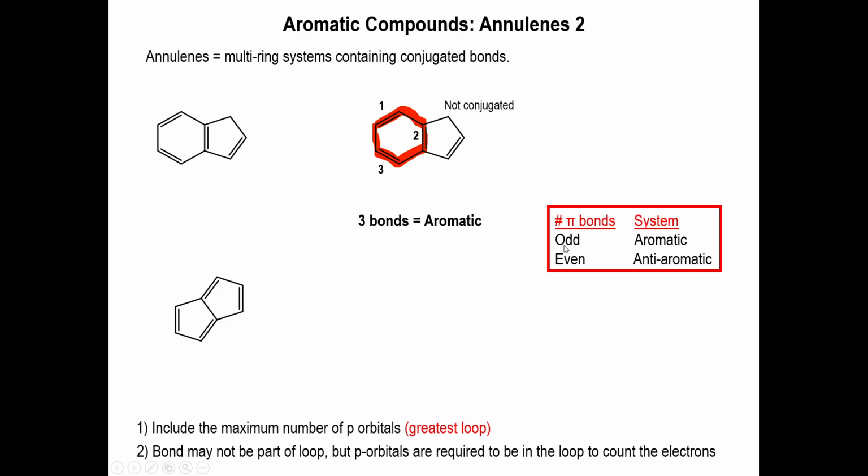That's aromatic. Okay, now this one, every single carbon in the sequence is sp2 hybridized, so you can go through that entire perimeter. And if you count the number of pi bonds, we got a total of 4, which will tell us that this is anti-aromatic.